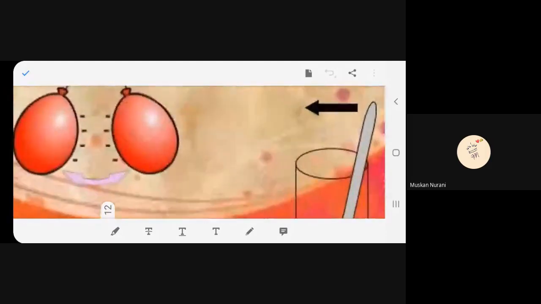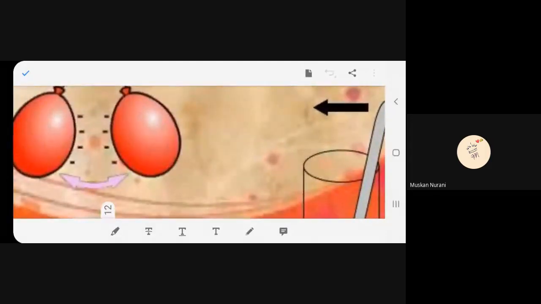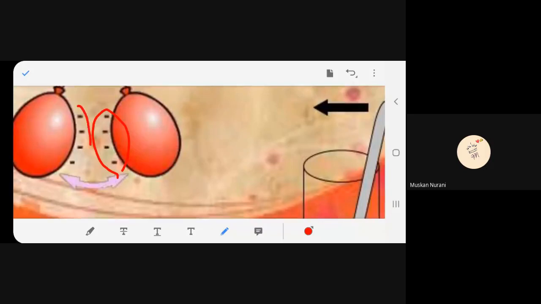Now, here you can see this. When we rub the balloon, it develops these charges on the sides and they repel each other. It is going away from each other. Is it clear?